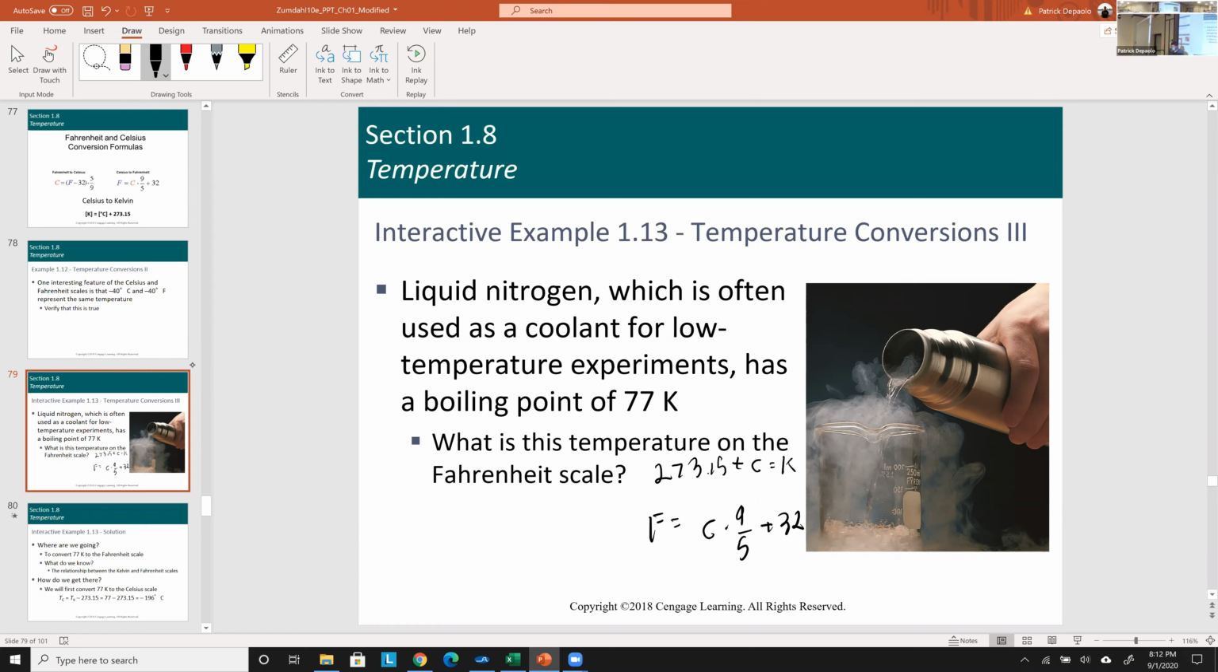Yes, good job. What's your name again? Harrison. All right, good job, Harrison. What you will do is what Harrison said: subtract 273.15 from 77 Kelvin. In other words, put the 77 Kelvin into the equation to solve for Celsius. So 77 minus 273.15, and you get negative 196.15 in Celsius.